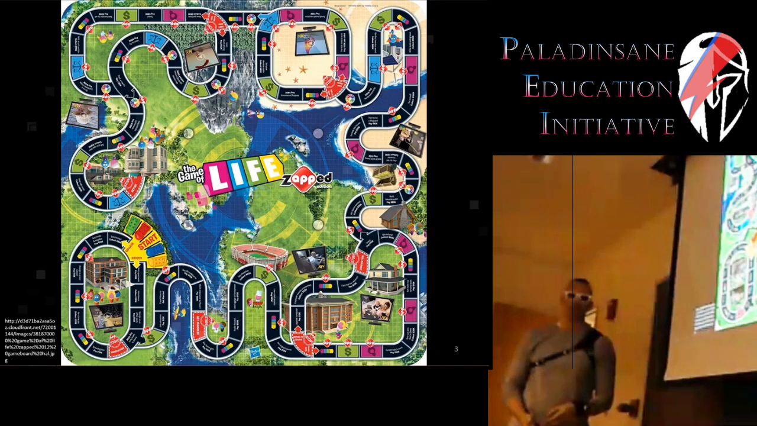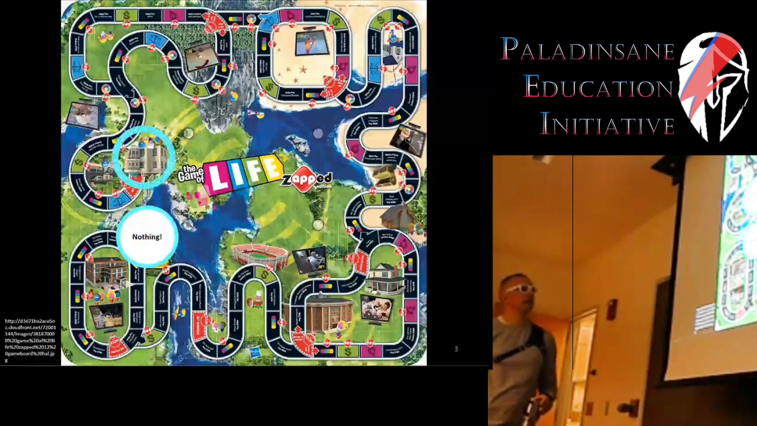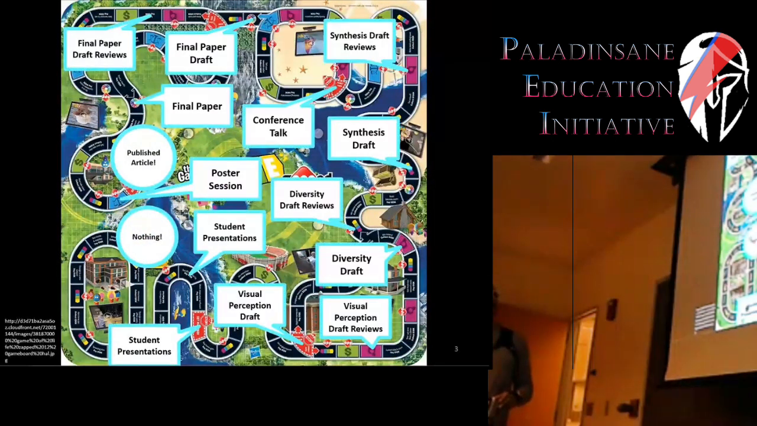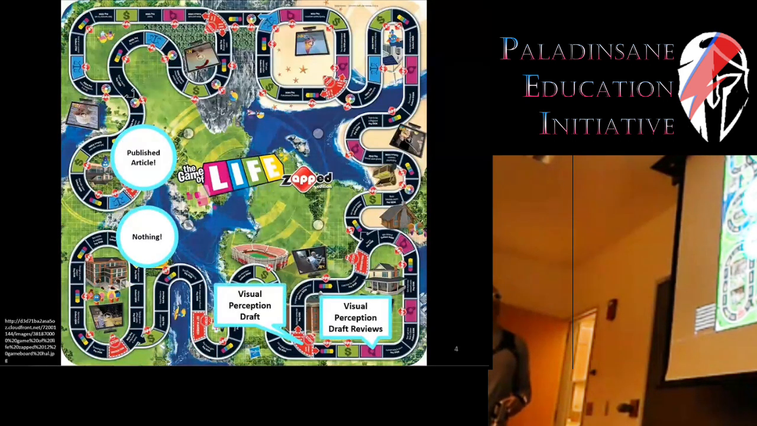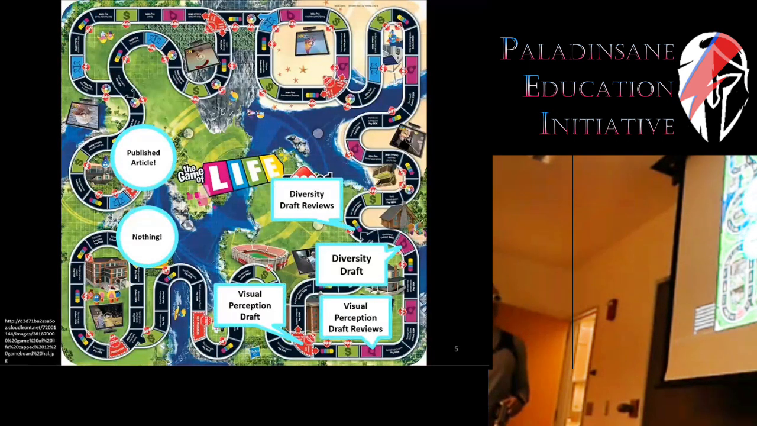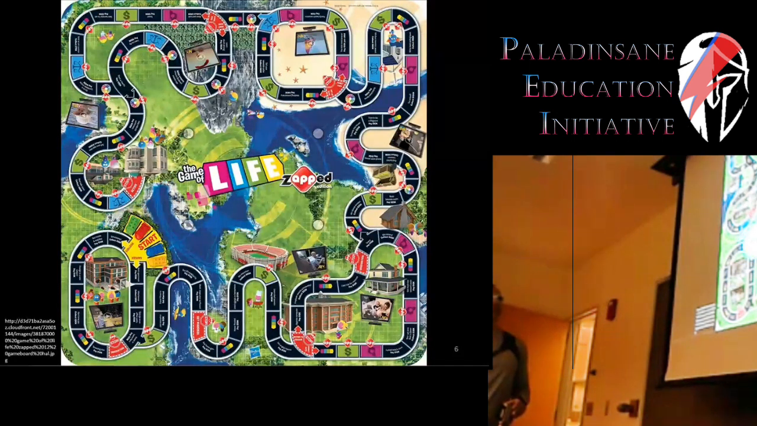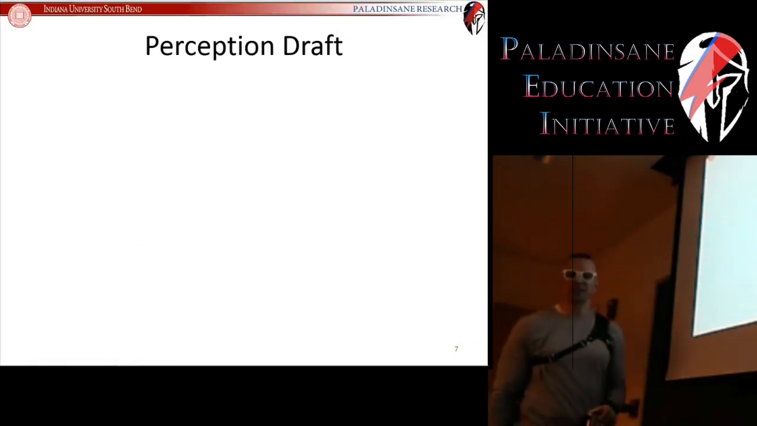And once again, on our roadmap, we want to get to that published article. And this is again right about here for the visual perception draft, visual perception peer reviews. This is getting ready for that aspect of it. And clearly I'm having some trouble with my animations here. One more time. There we go. All right. So the perception draft, not necessarily visual.